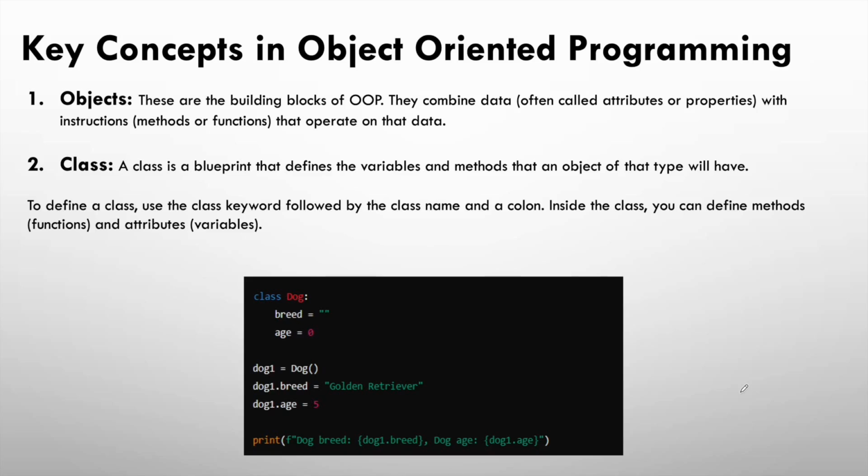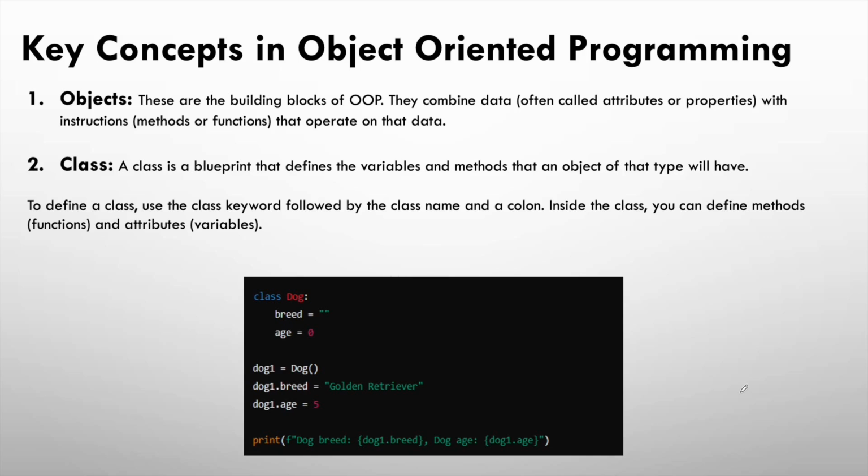Now let's look at the key concepts in OOPS. There are 2, which are objects and class. Objects are like the building blocks of OOPS. They combine data with instructions that operate on that data. A class is a blueprint that defines the variables and methods that an object of that type will have.